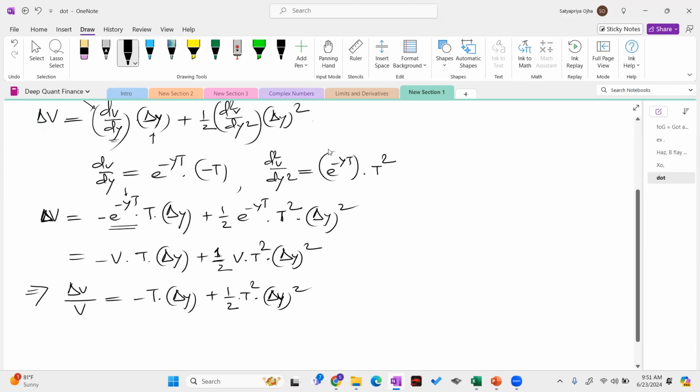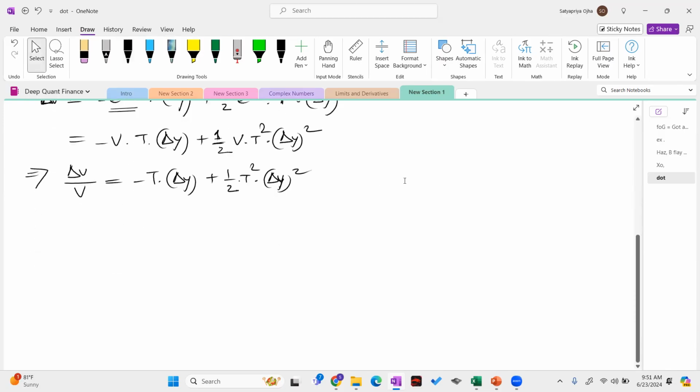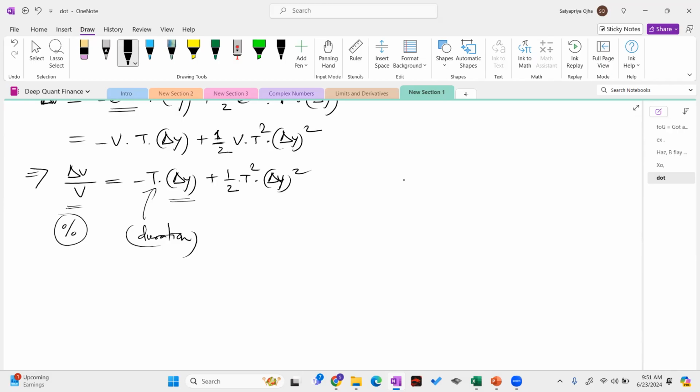Okay, this is neat. Now, those who are familiar with bond pricing a little bit, I'm pretty sure all of you are a little bit. On the left-hand side, we have the percentage change in bond price, because it is change in value of the bond divided by original V. That percentage change is given by a linear term multiplied by T. This is called duration. To be more specific, this is actually modified duration.